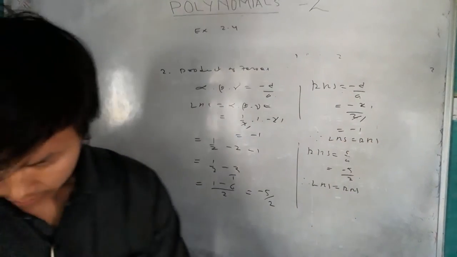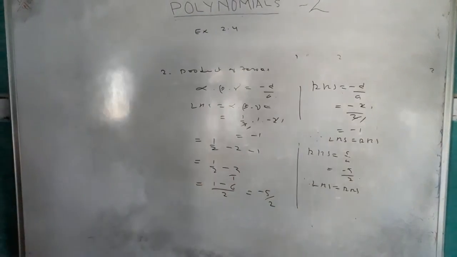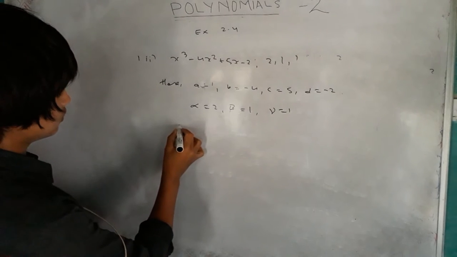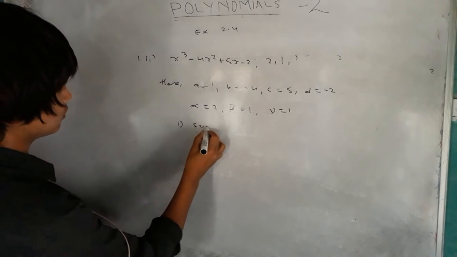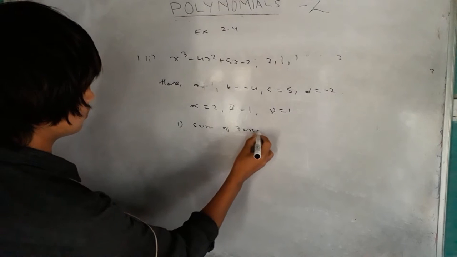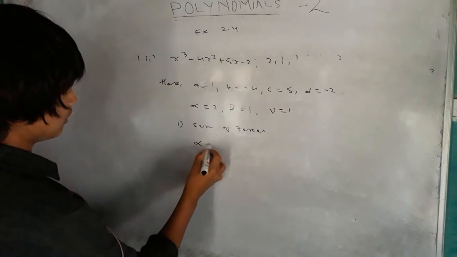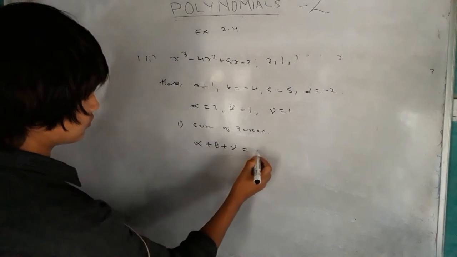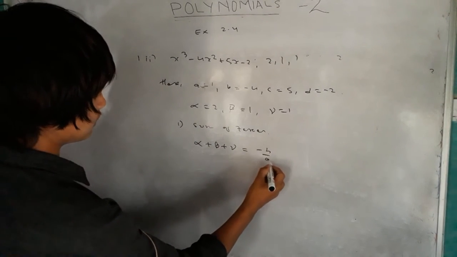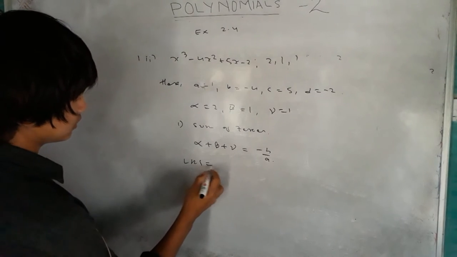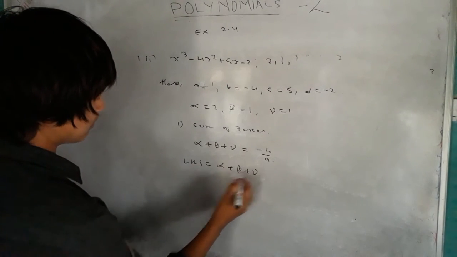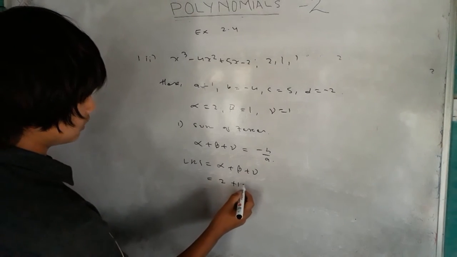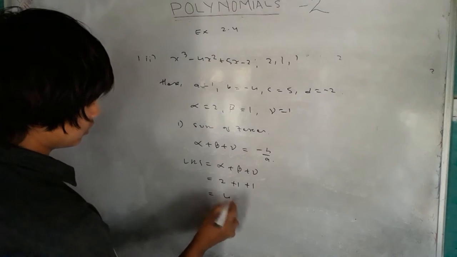So number 2 question we will do. Alpha is 2, and beta and gamma are 1 each. So number 1, verification, sum of zeros. What is the sum of zeros? Alpha plus beta plus gamma equals minus b by a. So left hand side, alpha plus beta plus gamma. What is alpha? 2 plus 1 plus 1. It will be 4.